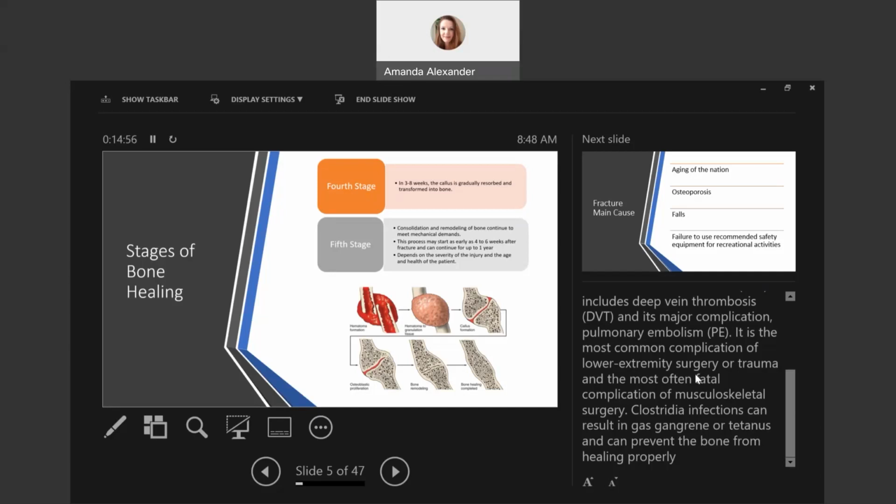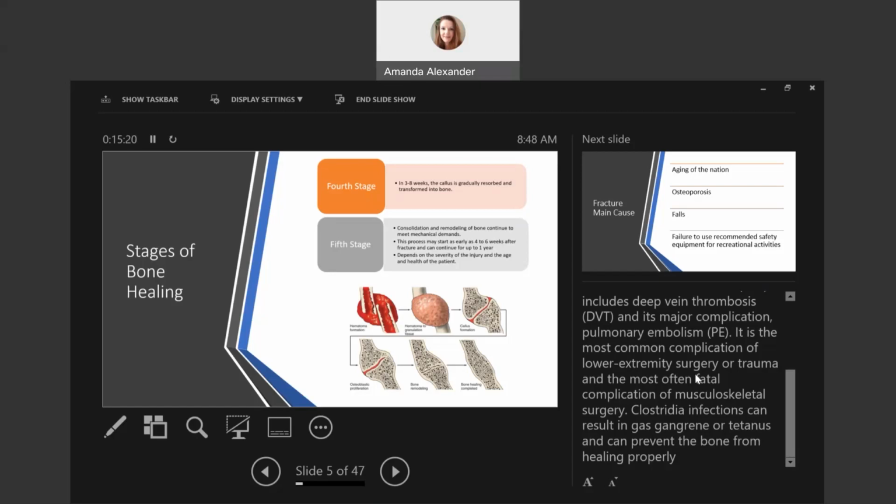Clostridium infections are very important to identify also. These are gangrene or tetanus type infections that can prevent healing of the bone. These often happen with open bone fractures or surgical repair of a fracture.